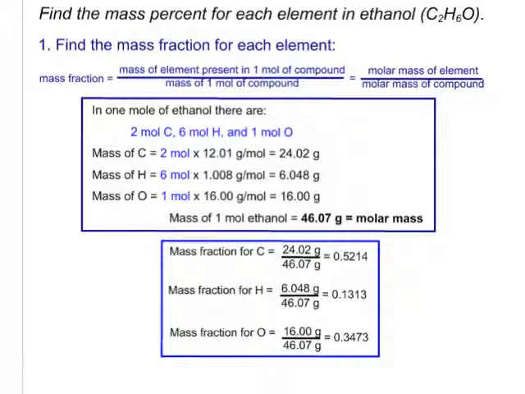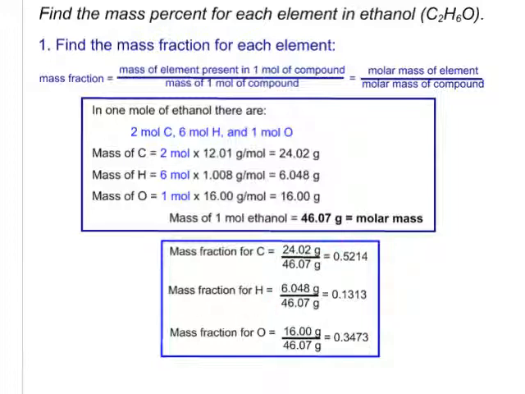So, what are we going to do with all of this information? Well, we are going to find the mass fraction. We needed to find the total mass for the molecule, and we needed to find the masses for the individual elements, and we've done that. Now we can find the mass fraction. Let's find the mass fraction for carbon. We're going to take the mass of carbon, 24.02 grams, and divide that by the total molar mass for the molecule, 46.07 grams. That gives us our mass fraction.